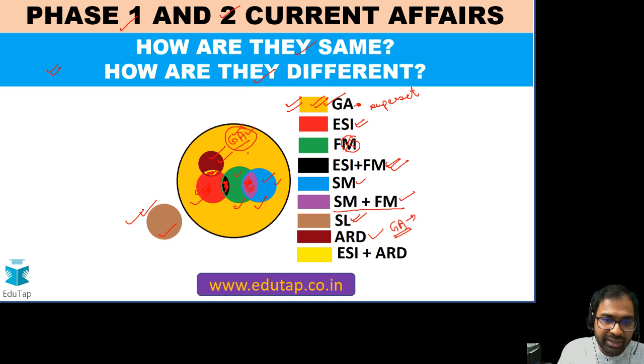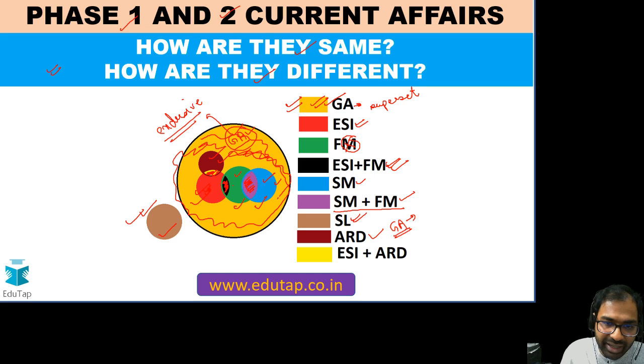Fine, but this area which does not overlap with ESI or finance or security market or ARD, this is the exclusive GA area. That is, the questions based on which come in this area cannot be asked in phase 2. What are these questions? Questions based on sports. Is there a topic of sports in ESI? In finance? In security market? In ARD? The answer is no. So this is the exclusive GA area. These are the questions which can never be asked in phase 2. They can only be asked in phase 1.